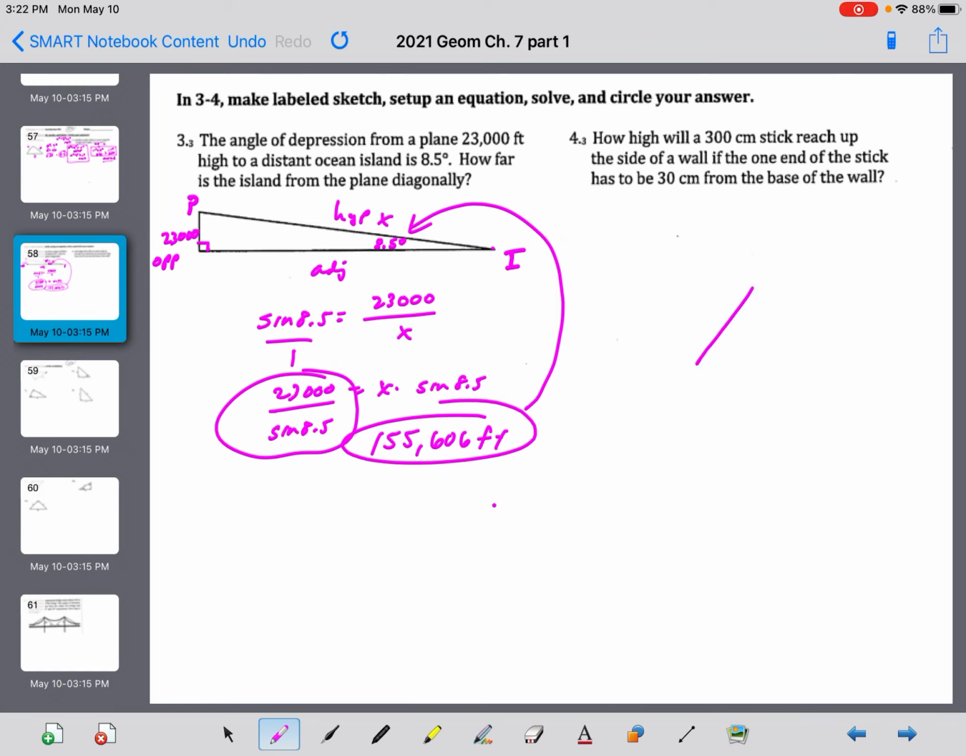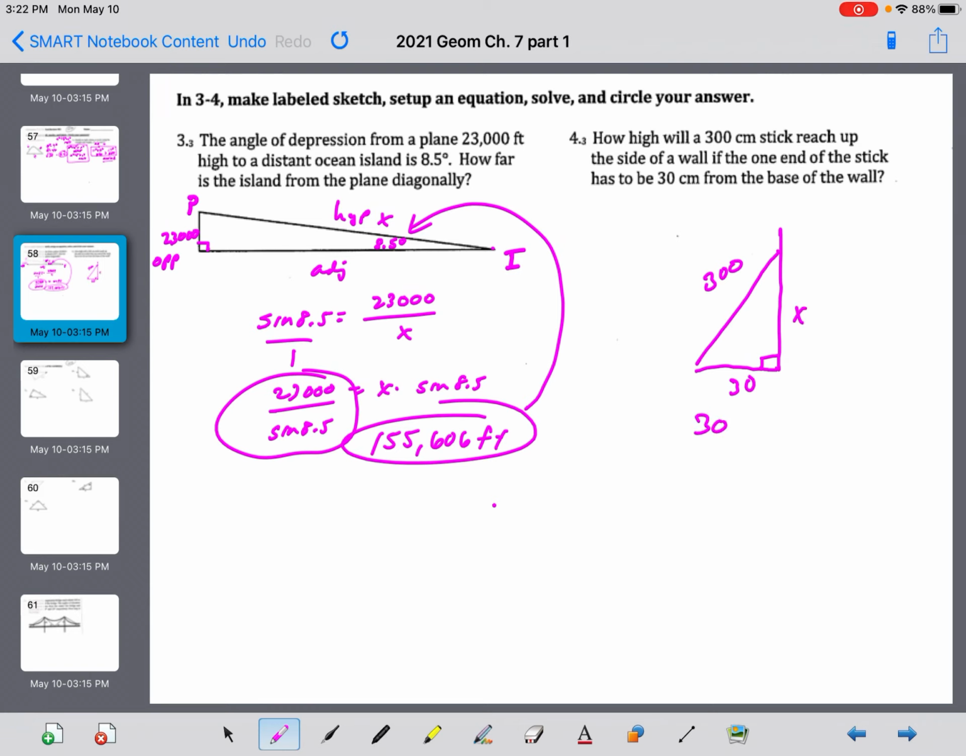So the stick itself is the hypotenuse. This is the wall. This is the distance away from the base of the wall. The wall and the base make a 90 degree angle. Stick is 300. This is 30. You're trying to calculate that. So this is a lot like problem number 1.